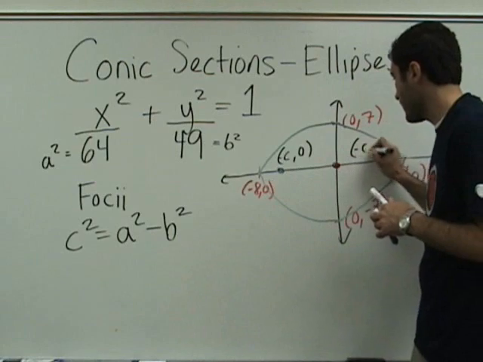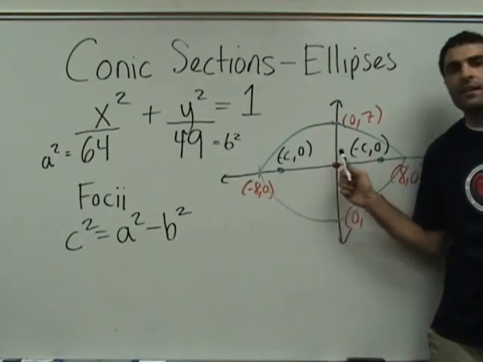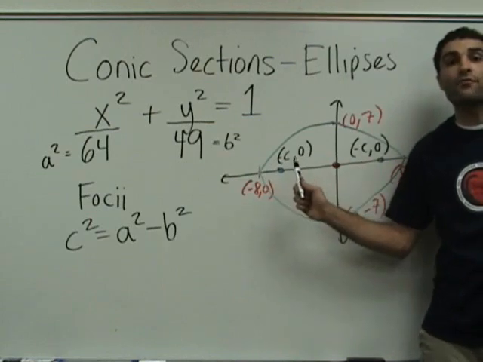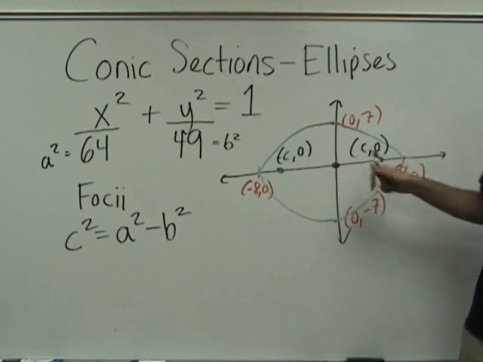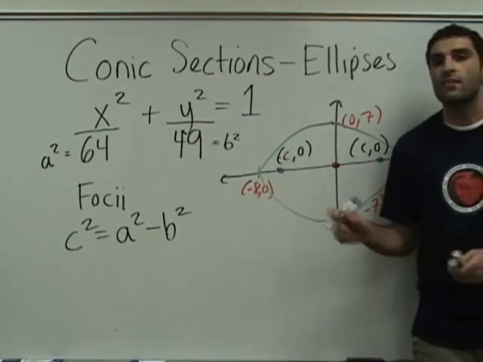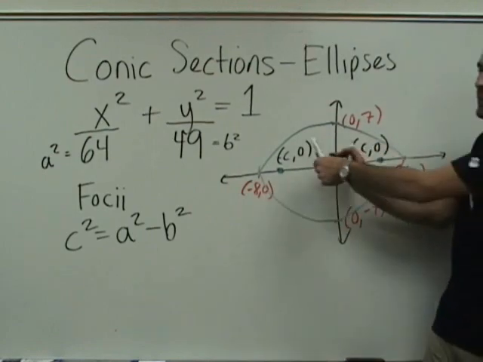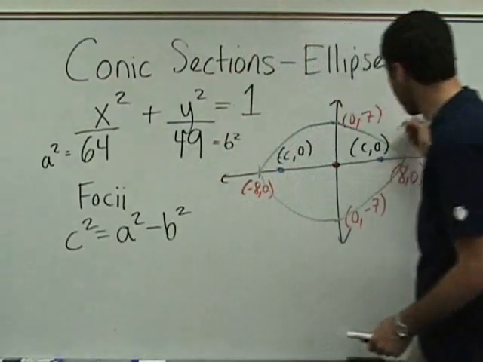With the knowledge that the foci will be at a distance of c away from the center. It would be positive c, good, thank you. This would be positive c away from the center, negative c away from the center, and the foci will always be on what's called the major axis. Okay, so major axis.